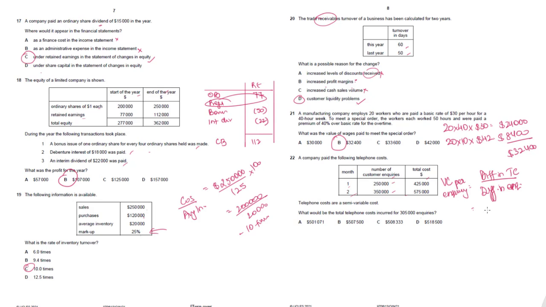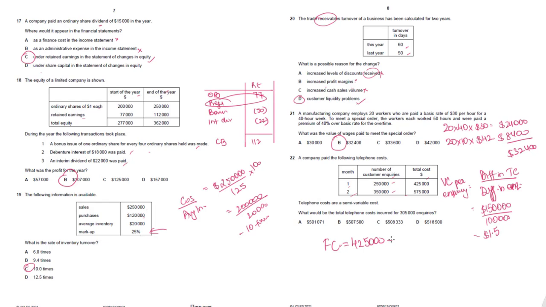In this case it's difference in inquiries. Difference in cost 575 minus 425, 150,000. Difference in inquiries 350 minus 250, 100,000. So per inquiry it cost $1.5. This is variable cost per unit. Now we can also calculate the fixed cost. Let's say we assume 250,000 inquiries have happened. The total cost is 425,000.